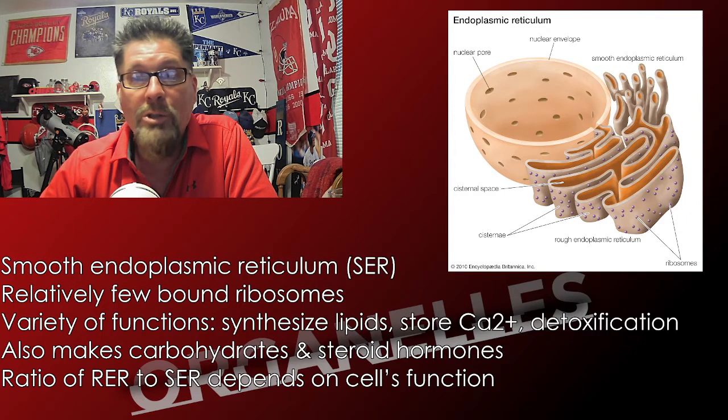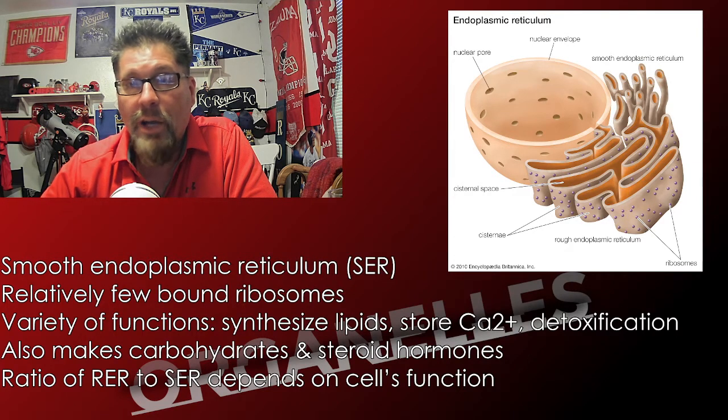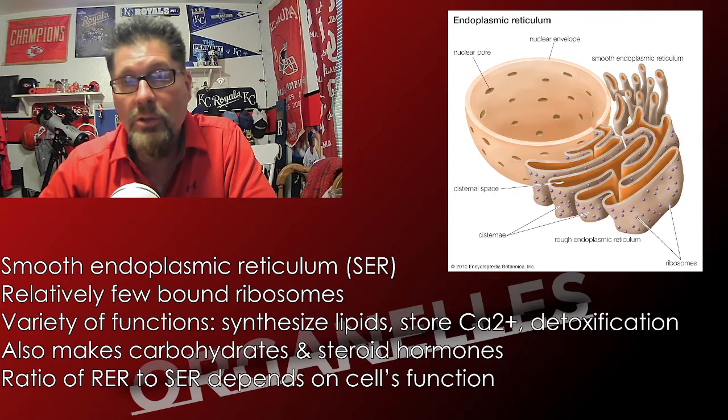But it also stores calcium. And you may be thinking, well, what's so important about that? When it comes to the processes of our brain, firing and sending messages and passing that along to neurons, it relies heavily on calcium as a start of that process. So it's super important. It also is part of the detoxification process. It also makes carbohydrates and hormones, which is part of the carbohydrate process.